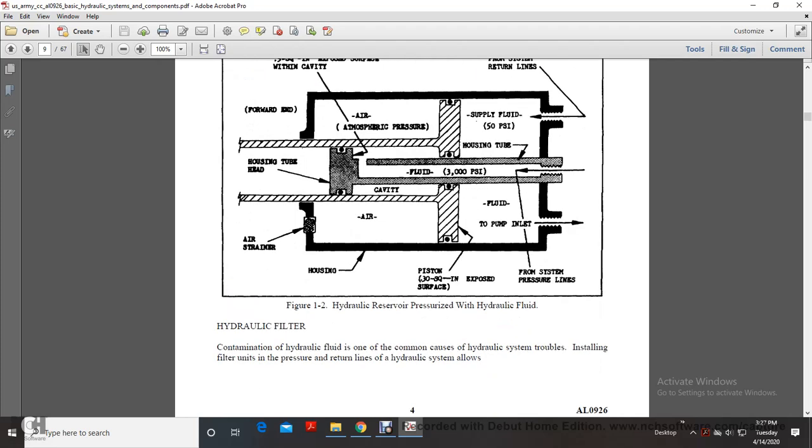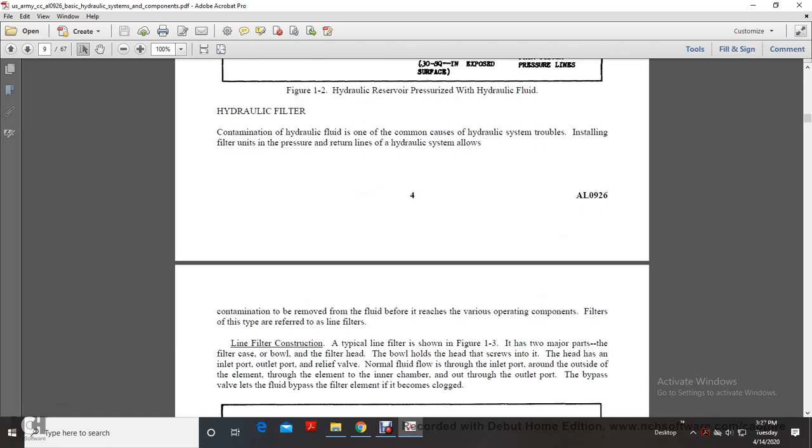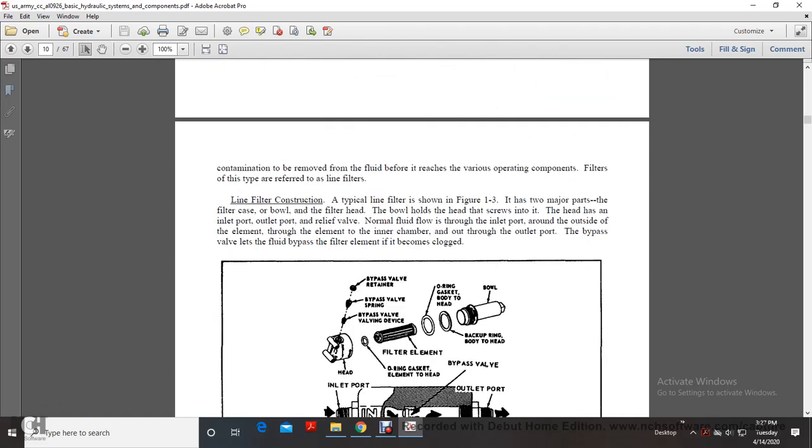Hydraulic filter. Contaminated hydraulic fluid is one of the common causes of hydraulic system troubles, so filter units are installed. A filter in the pressurized return line of the hydraulic system allows contamination to be removed from the fluid before it reaches the various operating components. Filters of this type are referred to as line filters. Line filter construction: typical line filters are shown in figure 1-3.